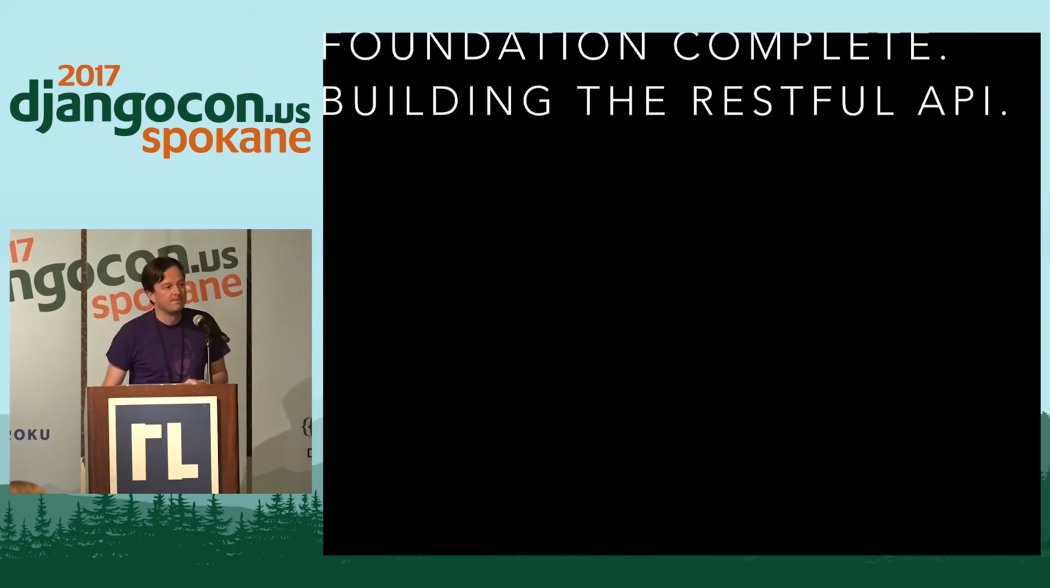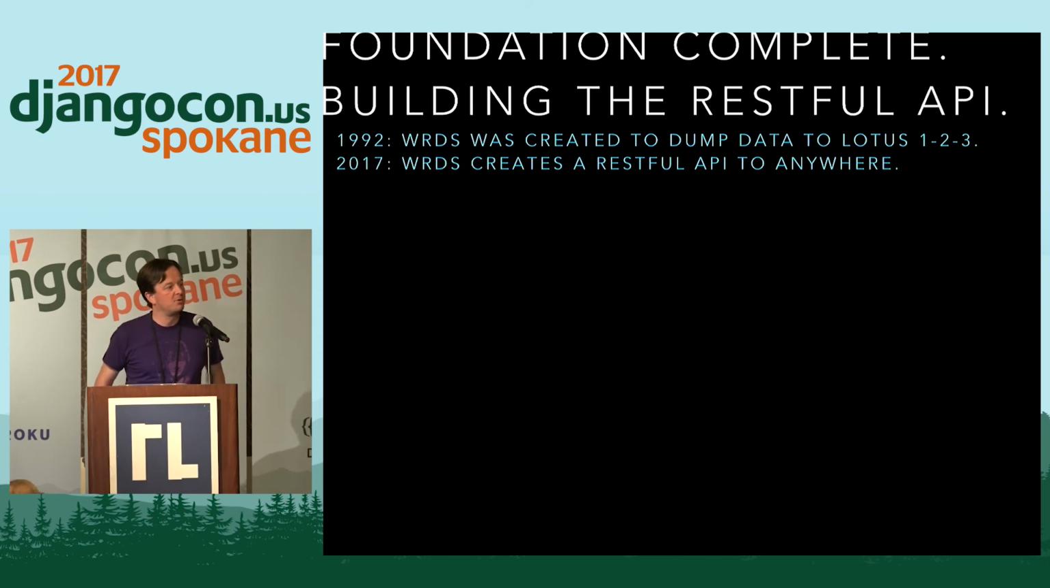So foundation complete. Now we wanted to build a RESTful API because we can let people access directly through R, SAS, various other ways. But we never had a way that we could easily build a RESTful API. And we have over 20,000 basic data sets and tables available in Postgres now. When Words was started in 1992, it was made to dump data to Lotus 123, so brilliant financial faculty around the world could use a tool they knew how to use.